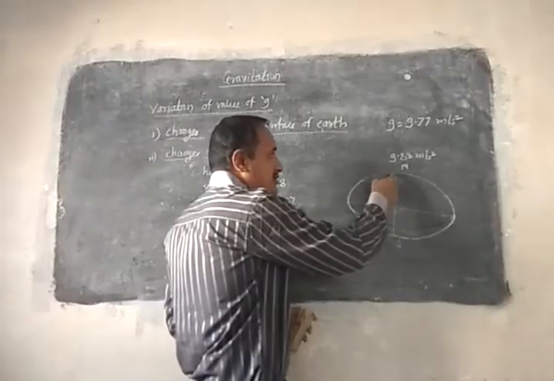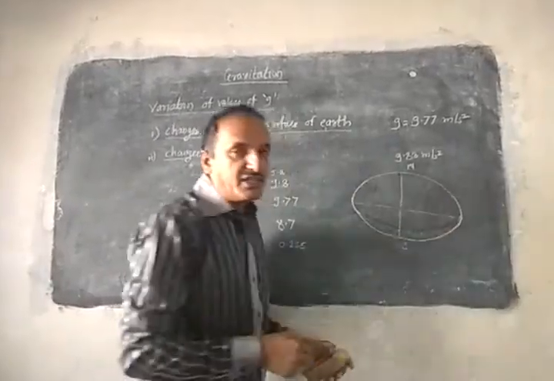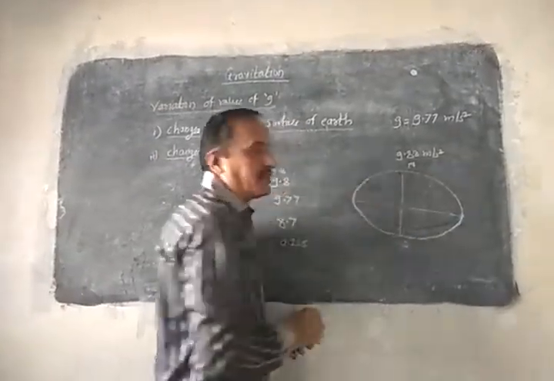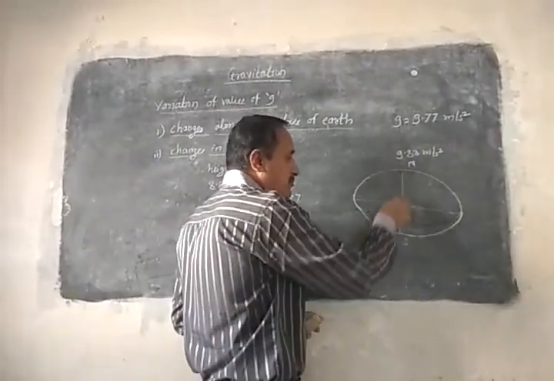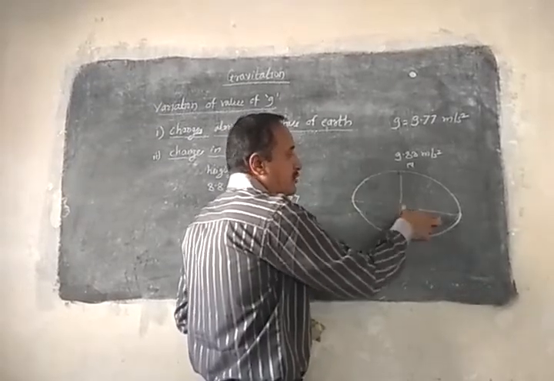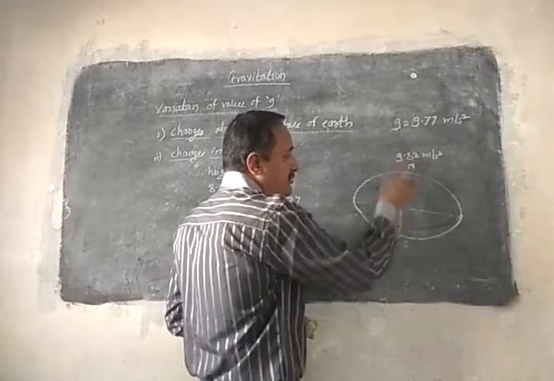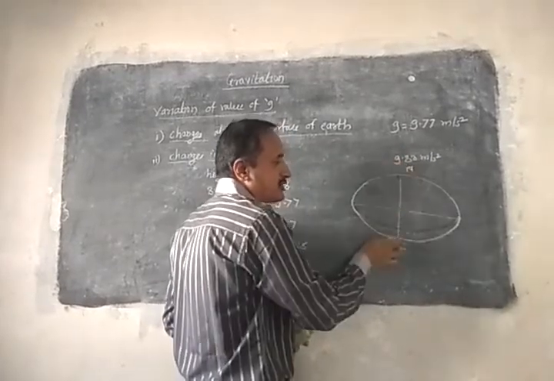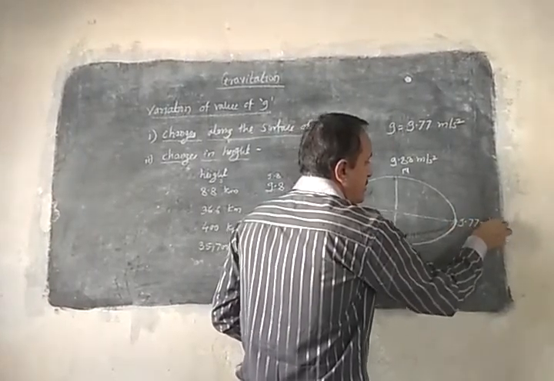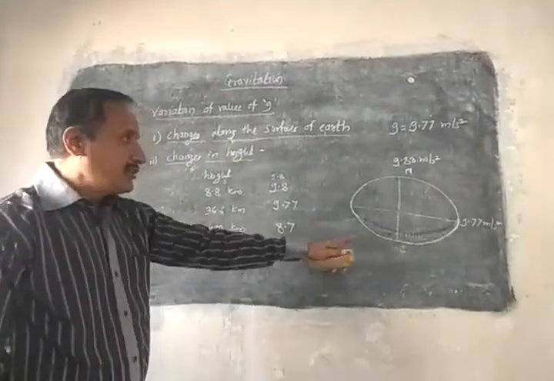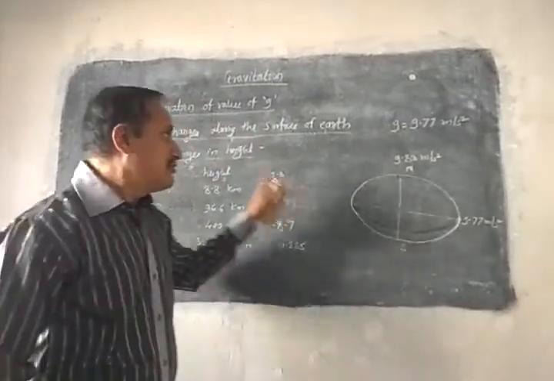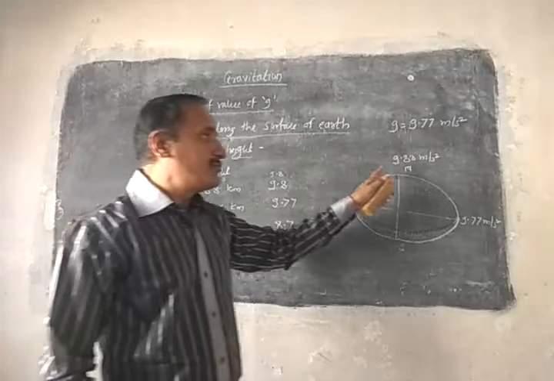It means, as the shape of the Earth is not perfectly spherical, it is called an oval shape. At every point the radius changes, and at the poles the radius is smaller than the radius at the equator. So the value of g at the poles is 9.83 meter per second square, while the value of g at the equator is 9.77 meter per second square. Because of the not perfectly spherical shape, the value of acceleration due to gravity is different.